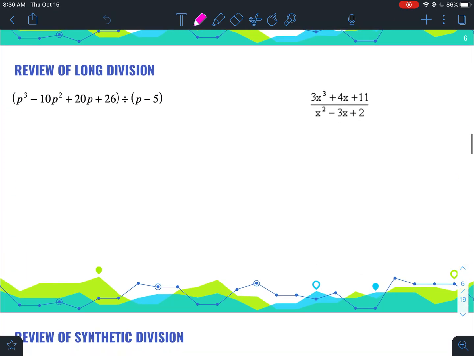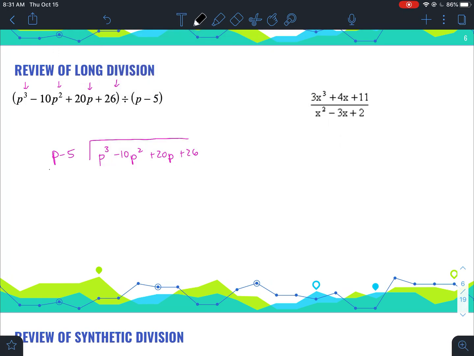So a review of long division. So polynomial long division, you want to make sure that the first guy goes underneath the house and that it's not missing any terms. So we have a p to the third, we have a p squared, we have a p, and we have a constant. So he's not missing any terms, so I just get to put him in. So p to the third minus 10p squared plus 20p plus 26, and then we're going to divide by p minus 5. And again, you don't want that to be missing any terms.